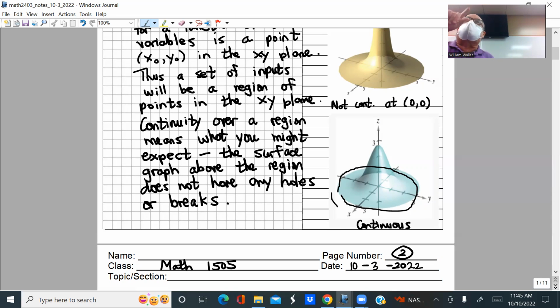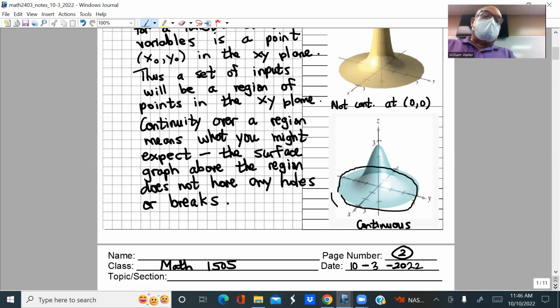One thing that sometimes confuses students about the concept of continuity is that the surface does not have to be smooth. You can have a very jagged surface. These surfaces are very smooth, but you don't have to have a smooth surface. For the function to be continuous, it just cannot have any breaks in it or holes in it, gaps in it. But it can be very rugged. It can have all sorts of lumps in it or peaks and valleys in it, and still be continuous.